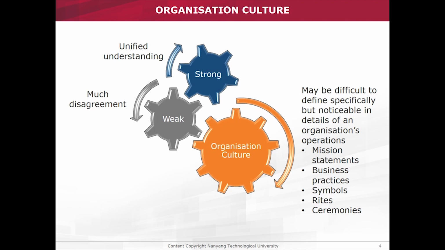Mission statements, business practices, symbols, rites, and ceremonies can all give clues to an organization's culture. For example, the way people dress and behave, the way they interact with each other and with customers, and the qualities that are likely to be valued by their managers are usually quite different at a bank than they are at a rock music company, and different again at a law firm or an advertising agency.